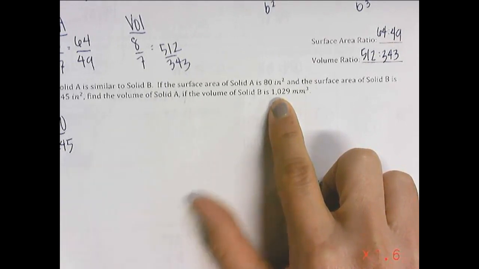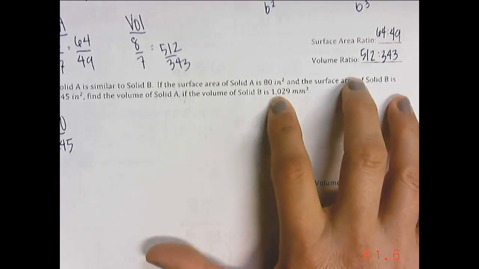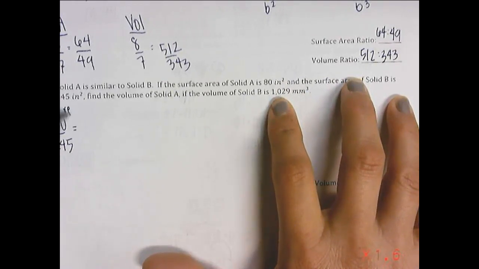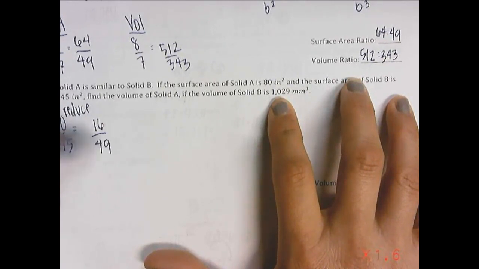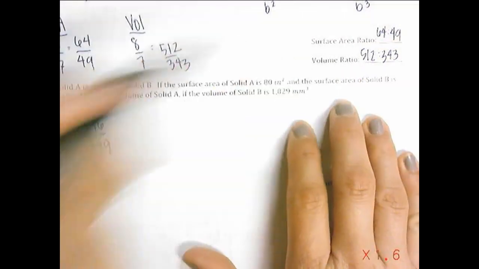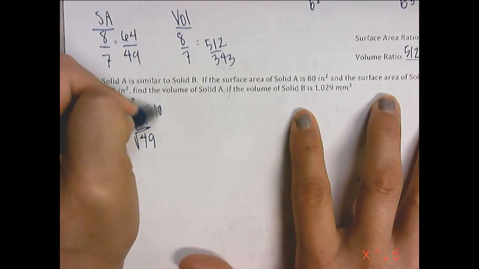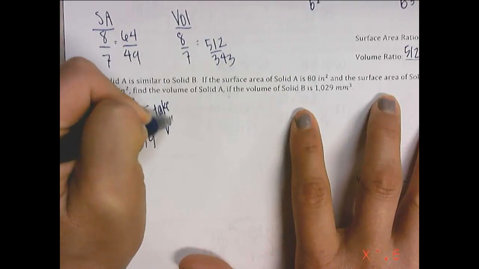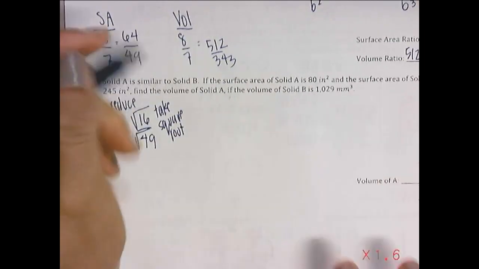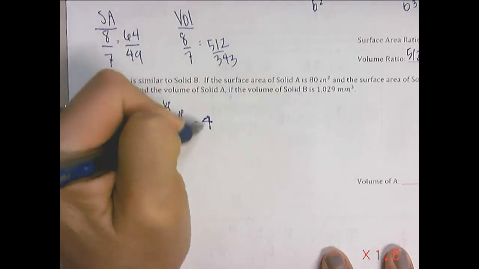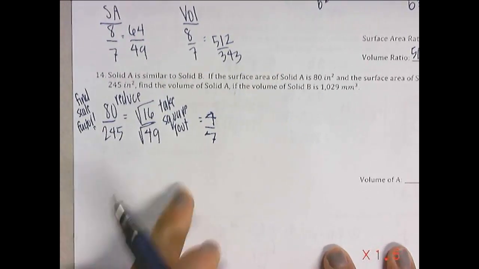All right, so what you're going to do here is the first thing you want to do is find the scale factor. All right, so I'm going to reduce. And I'm going to end up with 16 over 49. And then to find the scale factor, because this was given to me as surface area, I need to take the square root. So find the scale factor, reduce, take square root. That's going to give me 4 over 7. So my scale factor is 4 over 7.